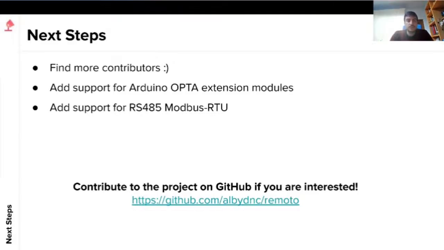In the next steps, I would like to find more contributors because I'm the only one working actively on this, and I do it in my free time. So I cannot implement many features alone. I don't have much free time. On the more technical side, I would like to add support for the Arduino Opta extension modules and support for RS485 Modbus RTU devices. So if you're interested in the project and you want to contribute, please go on GitHub on the project repo and open issues or pull requests to further interact and improve the project.